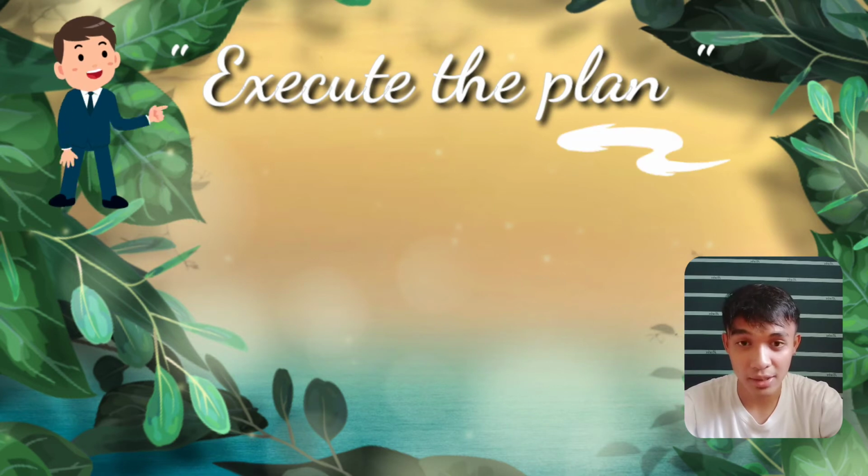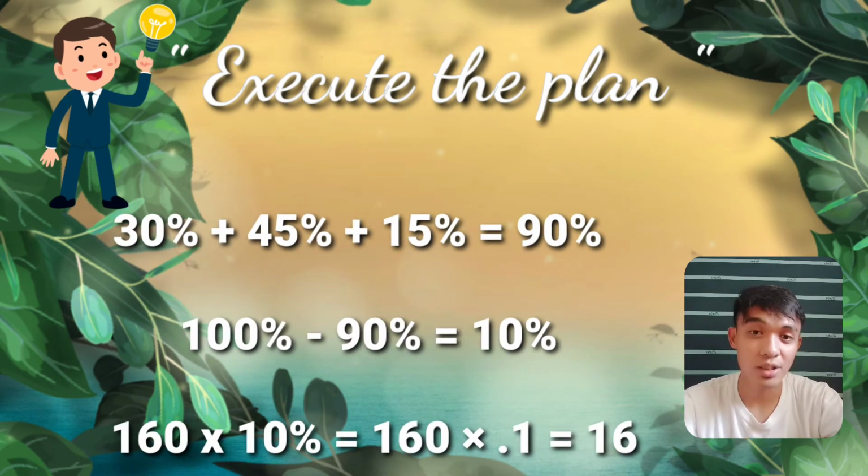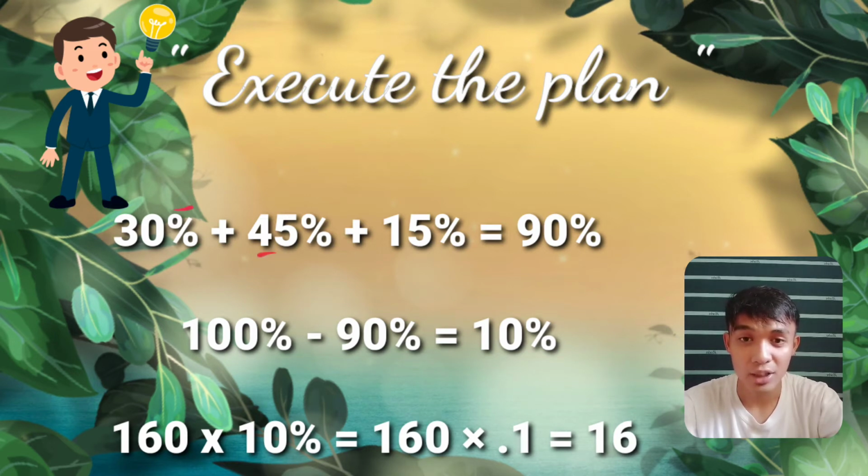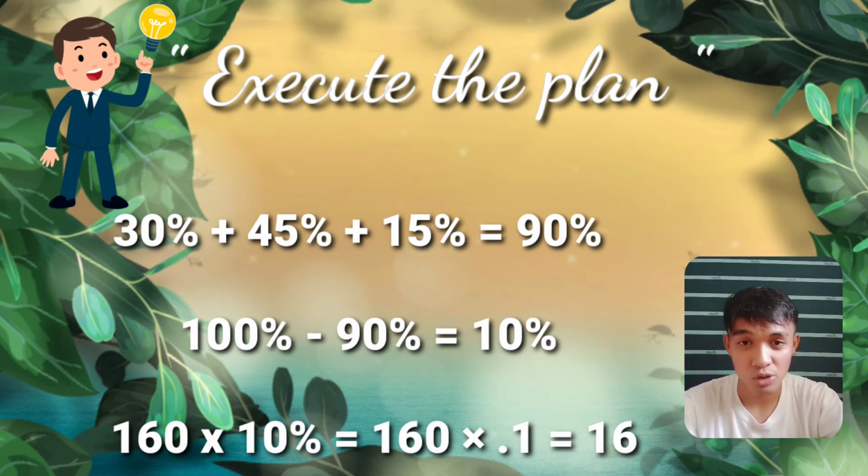Now, guys, we're going to proceed to the third strategy in solving a problem, which is executing the plan. In order for us to execute the plan well, we just need to use the second strategy, the plan that we made, to be guided and to solve the problem much more easily. It is stated in the second strategy that the operations we will be using are addition, subtraction, and multiplication. As you can see in the solution, it is indeed true. I will explain why we get this kind of solution.